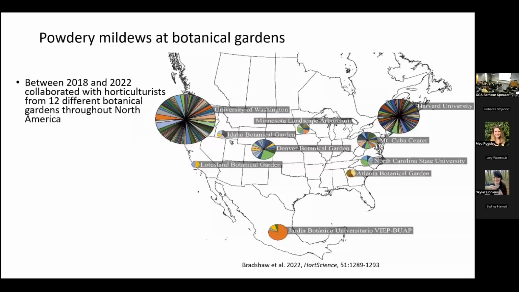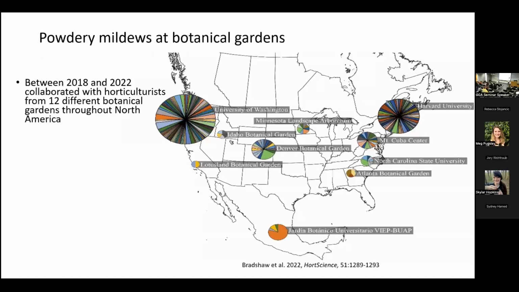So between 2018 and 2022, I collaborated with horticulturists from 12 different botanical gardens throughout North America. Each color that you see here is a different powdery mildew species. I sequenced multiple regions for each one, so you can see there's a ton of diversity. At Harvard and at University of Washington is where I collected the majority of my specimens. That's where I did my PhD and my postdoc. But you'll notice I had collectors from all these other places as well, especially from Mexico. These are really important. The orange are undescribed species. So the majority of specimens collected from Mexico were undescribed. It just shows how understudied this group is.